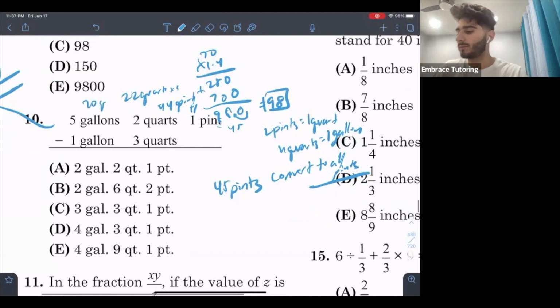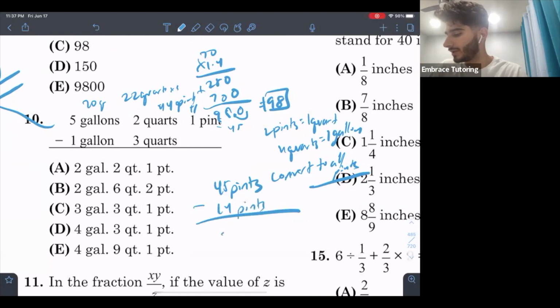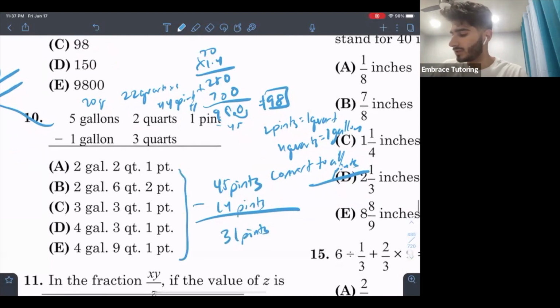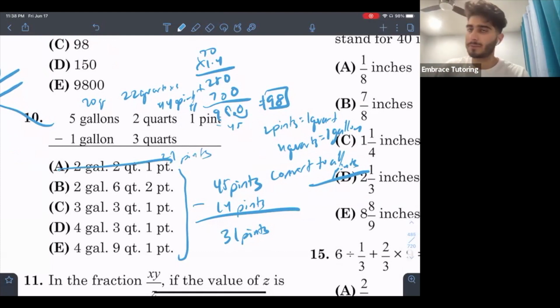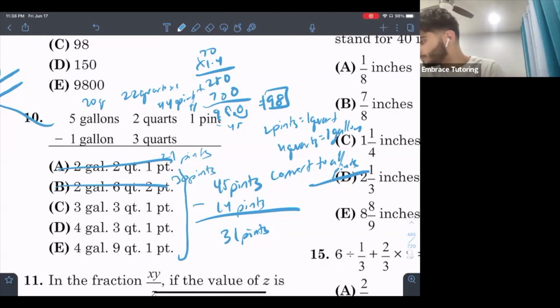Now this one, 1 gallon, so it's 4 quarts. 7 quarts times 2 is 14, 14. So you subtract 14 pints, you get 31 pints. So now we have to see which of these options gives you 31 pints. 2 gallons times 4 is 8 quarts, 10, 20, 21 pints. Not the right one. 2 gallons times 4 is 8, 14, 28, 30 pints. Close, not it. 3 gallons times 4 is 12, 15, 30, 31. Correct.